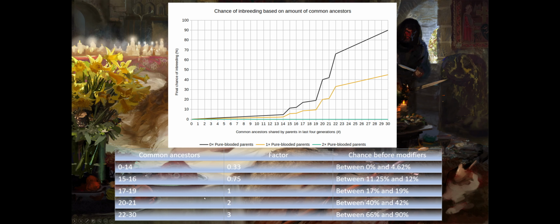The moment that you jump up over those numbers, though, if you just look at these numbers here, if you're not looking at the chart, wow, like 40%, 60%, 90%, it's pretty big. You are likely to end up with that trait being passed on. So just be mindful that the more common ancestors that you have, the more chance that your children are going to end up being inbred.